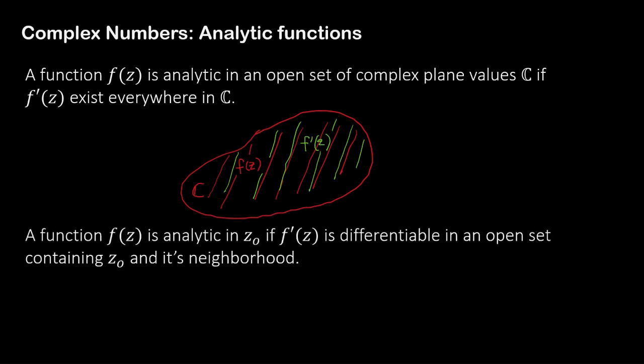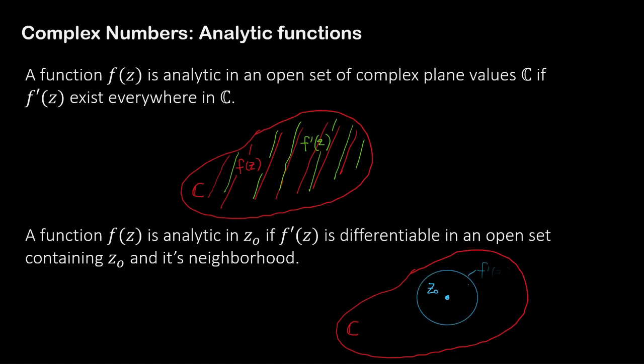Now, a function f(z) is analytic at z0 if f'(z) is differentiable in an open set containing z0 and its neighborhood. Let's say we choose z0 as a point inside the complex plane values. All the points inside the circle are the neighborhood of the point z0. Therefore, f(z) should be differentiable at that point z0 and its neighborhood.